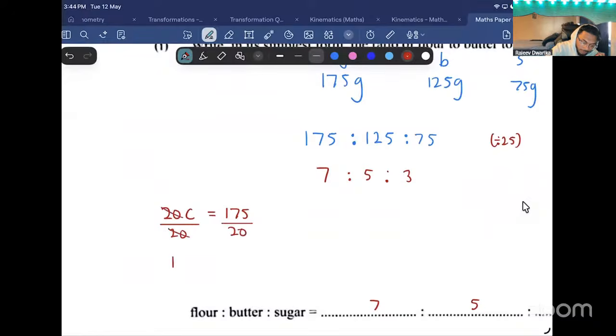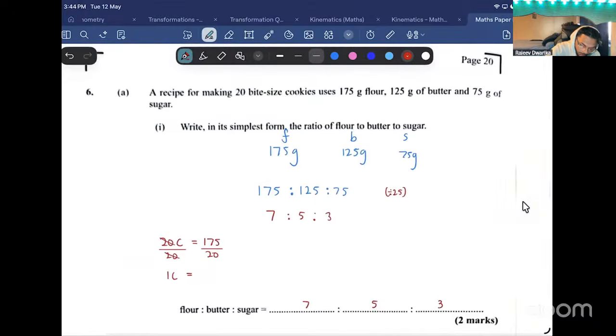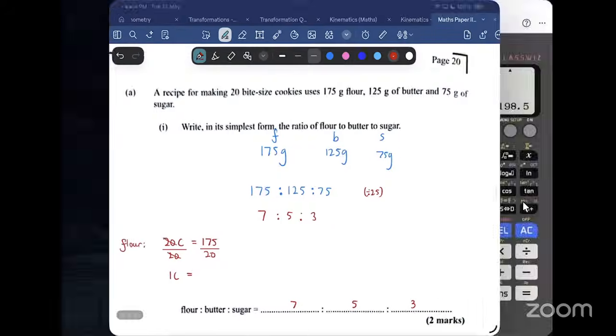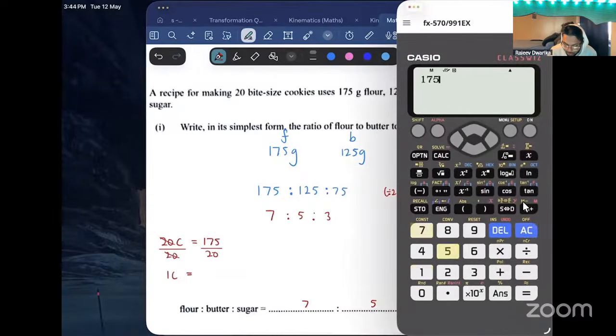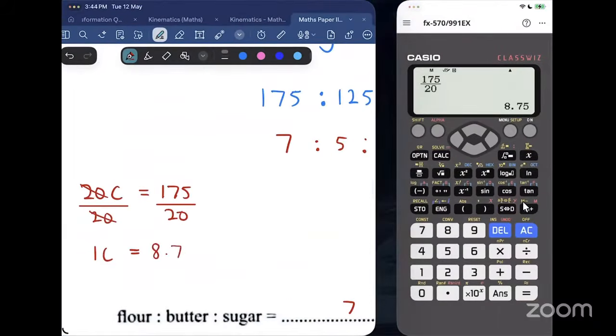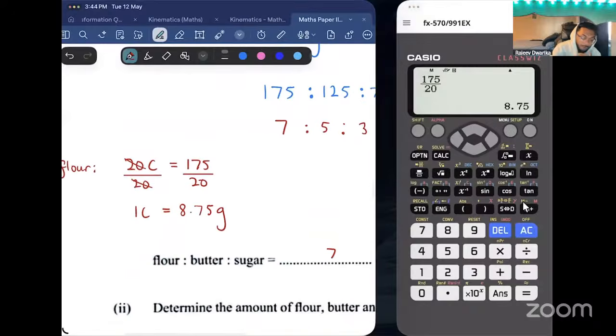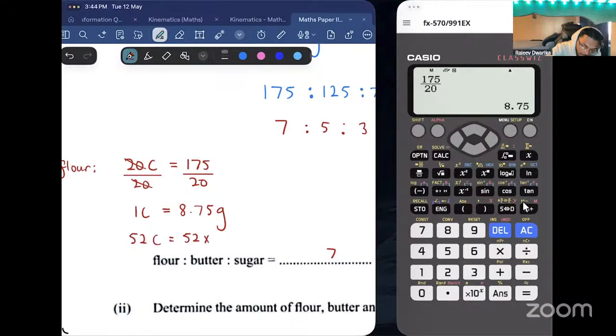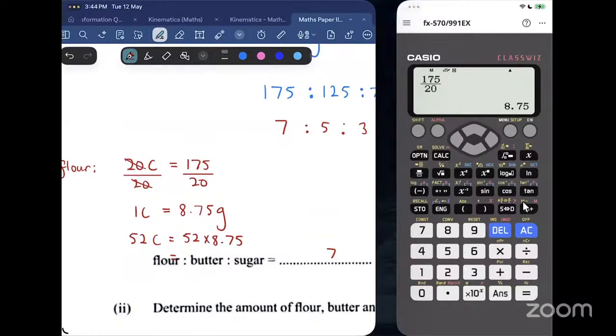So to make 1 cookie, how many grams of flour would I need? 175 over 20 is 8.75. So 8.75 grams of flour to make 1 cookie. But how many cookies do we want to make? 52. So I will scale up by 52. 52 times 8.75, what would we get? 455.